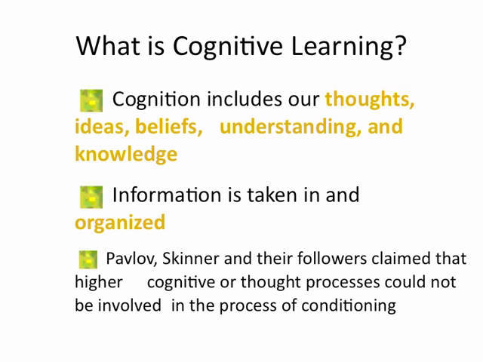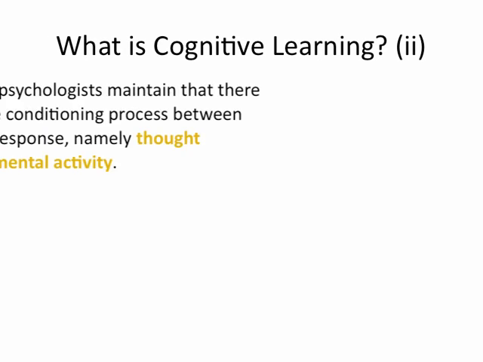Pavlov, Skinner, and their followers claimed higher cognition or thought process could not be involved in the process of conditioning. Okay, so conditioning cannot include cognitive or thought process. Well, is that 100% true? No, that's where cognitive learning comes in. So what is cognitive learning?